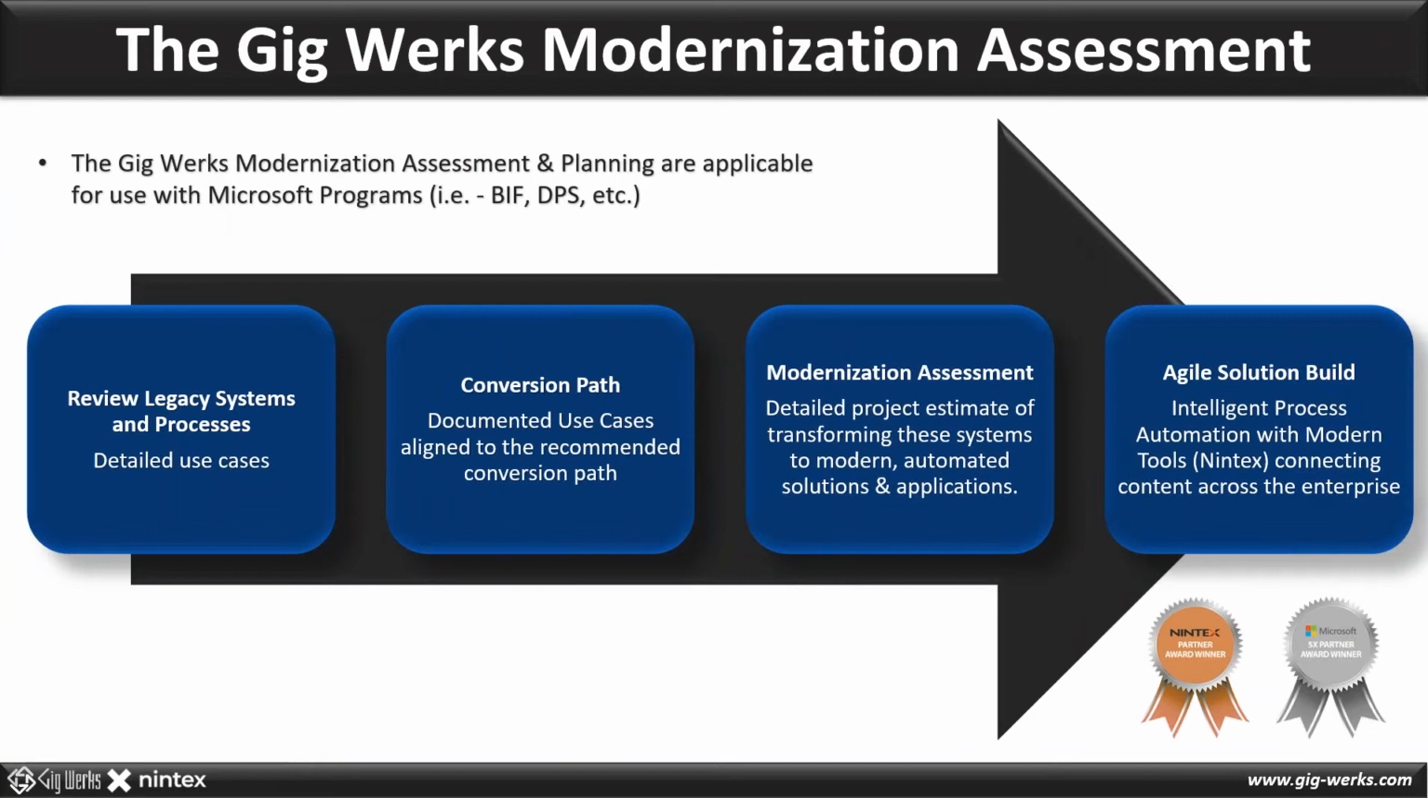And Gig Werks assists with this modernization. So with our modernization assessment, we'll review these legacy systems and processes with you, document these use cases, and align to a recommended conversion path. We'll provide a detailed project estimate to transform these systems to modern automated solutions and applications. And then the agile solution build, so intelligent process automation with modern tools such as Nintex, connecting content across the enterprise.